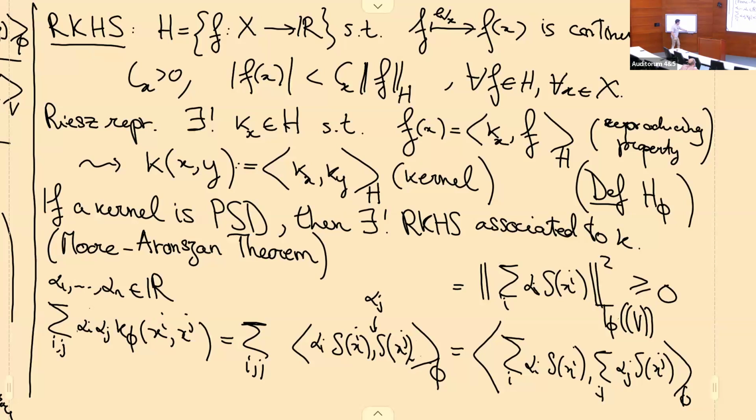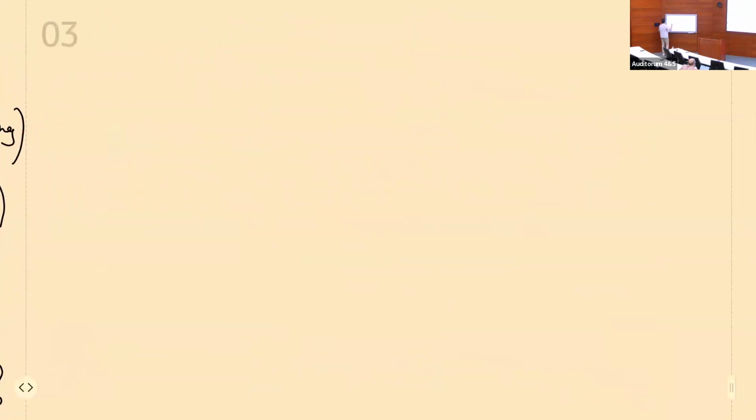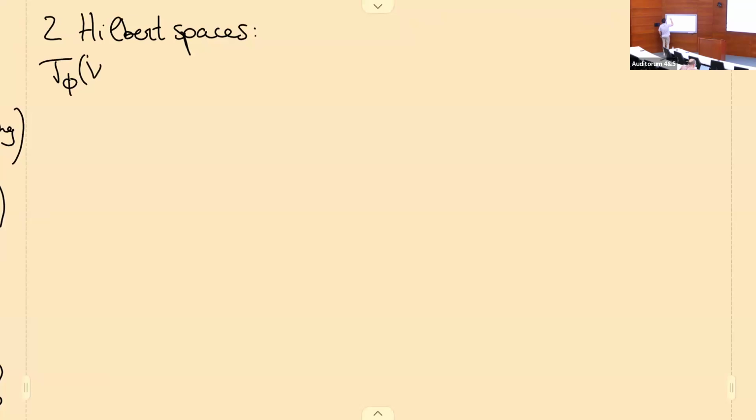So just to recap, by now we have two Hilbert spaces. We have T phi of V, which is where the signatures live, and this was obtained as the completion of T(V) by the inner product phi. And then we have the reproducing kernel Hilbert space H phi associated to the signature kernel, using this construction of Moore-Aronszajn.